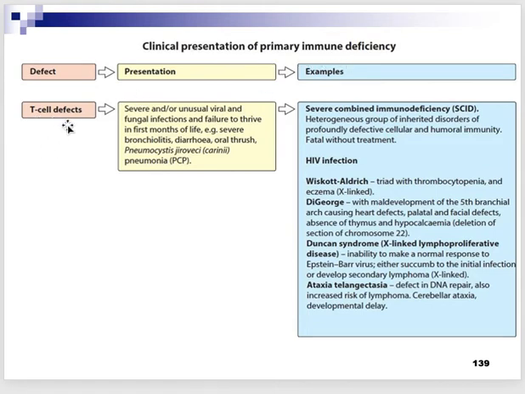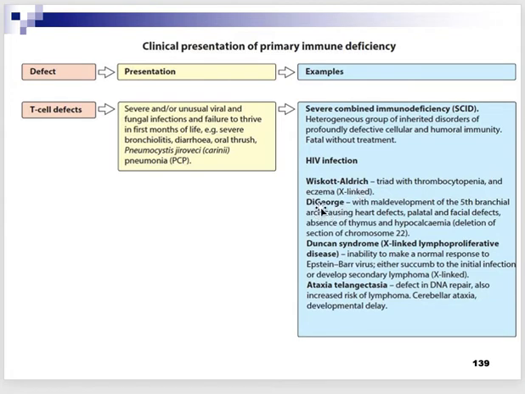You can see the T cell defects and how they present. Whenever babies have T cell defects, they present with severe or unusual viral and fungal infections and failure to thrive in the first month of life. For example, severe bronchiolitis, diarrhea, oral thrush, and Pneumocystis jirovecii, the new name, or Pneumocystis carinii, the old name. And what are the examples of that?